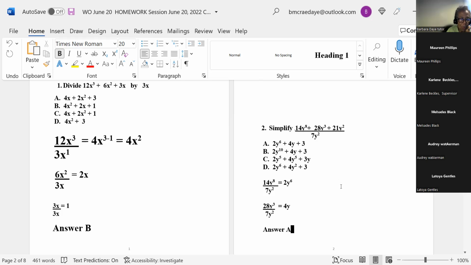Okay. All right. So we have a 2y to the 6. We have a 4y. And that appears only in A because D has a 4y to the 2nd. Now you could take the 21y to the 2nd divided by 7y to the 2nd. What do you get, Mercedes? You get 3. There's your 3. Got it? Yes, ma'am.